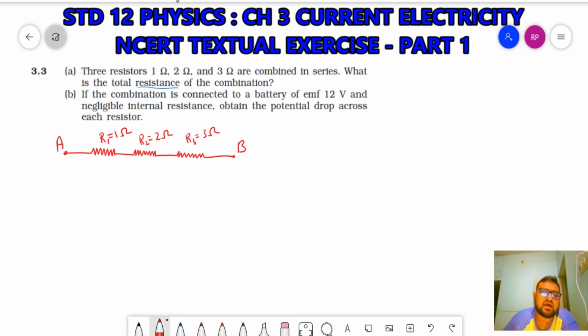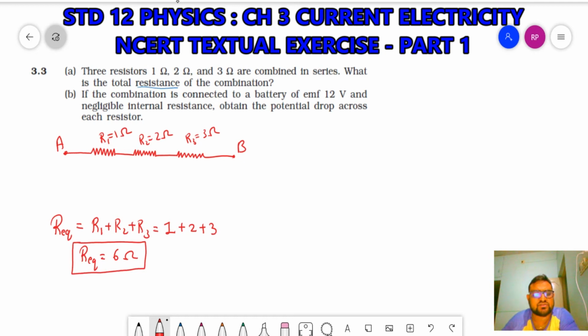Now see, R1, R2 and R3. These three are combined in series. So the equivalent resistance will be equal to R1 plus R2 plus R3. That will be equal to 1 plus 2 plus 3. So R equivalent will be equal to 6 ohm.